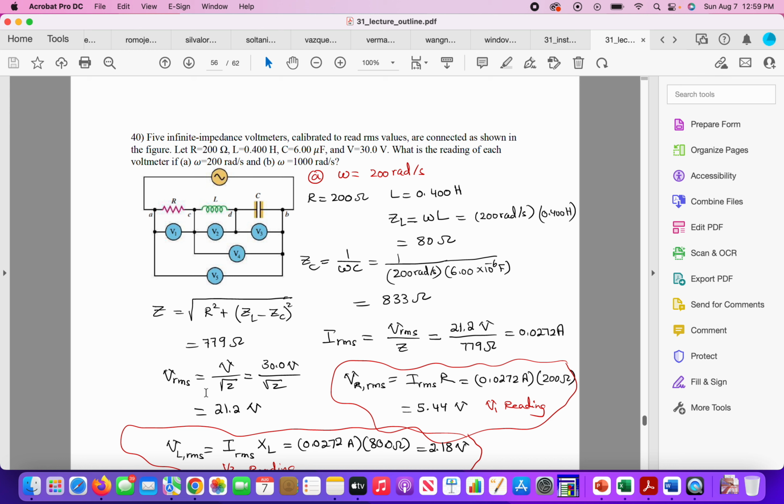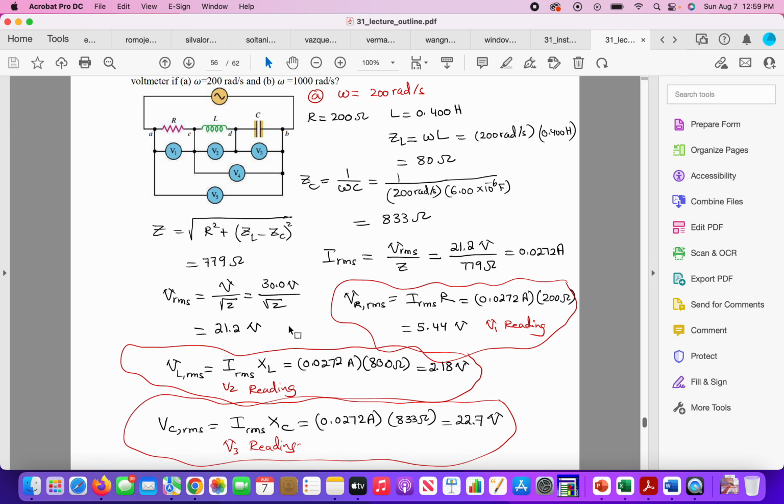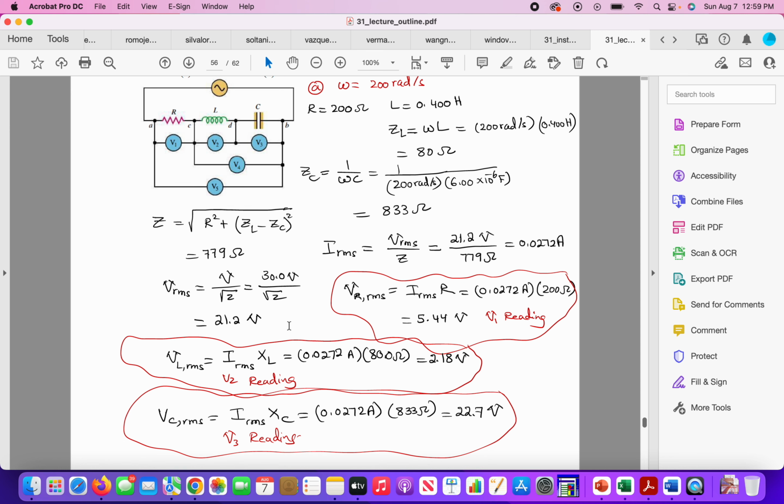The V1 reading is going to be the voltage across the resistor, therefore it's just IRMS times R, and that is 5.44 volts. For the V2 reading, the second voltmeter, VL is going to be IRMS times XL, and this is 2.18 volts.